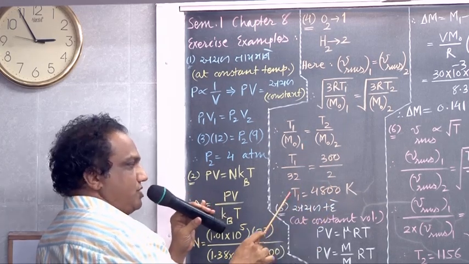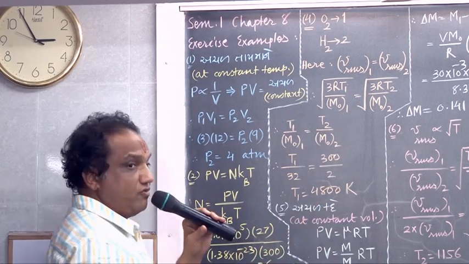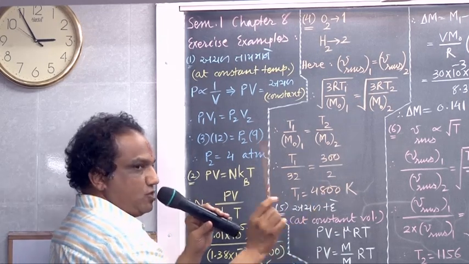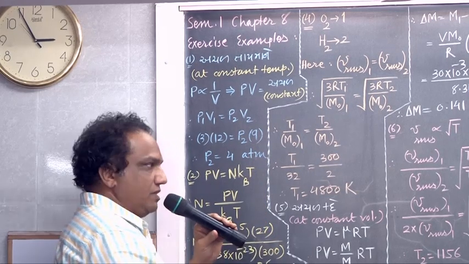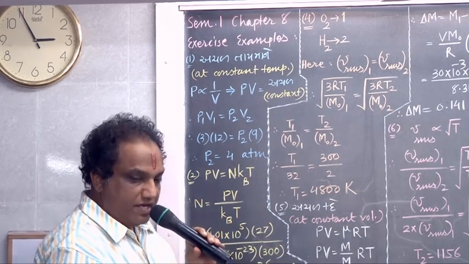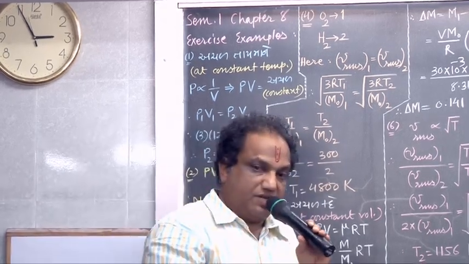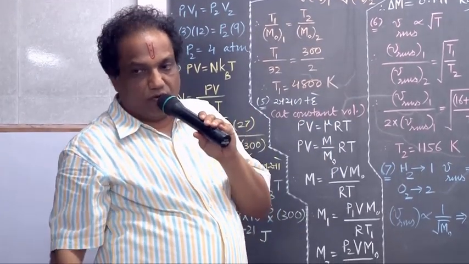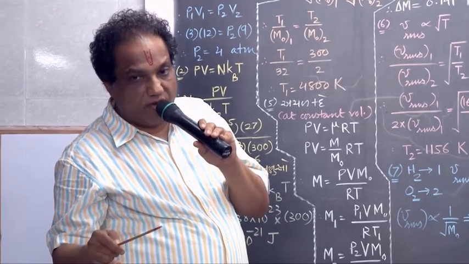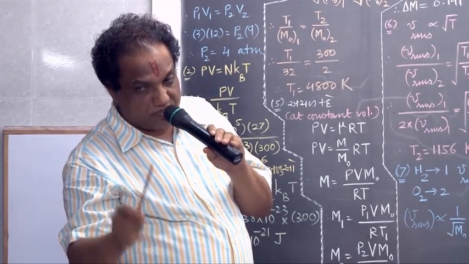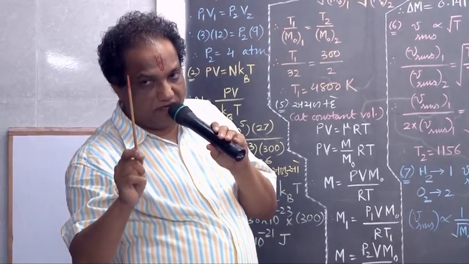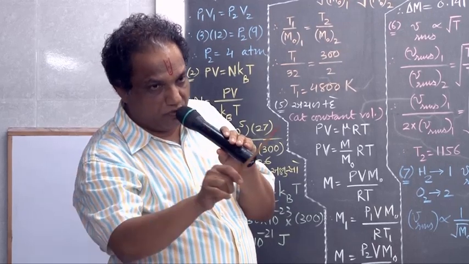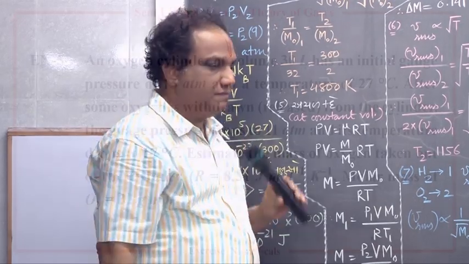Wait. Suppose they ask for this temperature in degrees Celsius. What will you do? Subtract 273, correct. Then you will get the temperature in degree centigrade. Suppose they ask in degree Fahrenheit. Then multiply the degree centigrade value by 9 divided by 5 and add 32. Remember? Next.